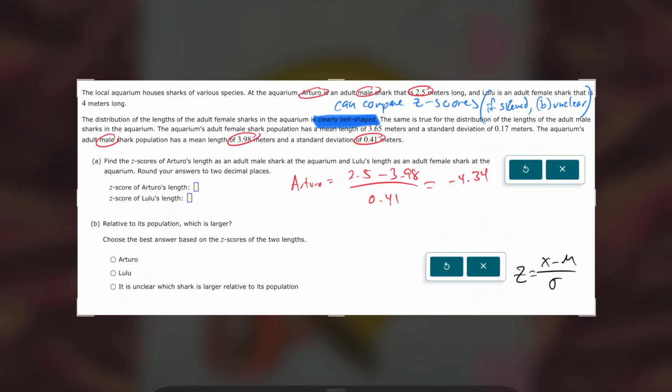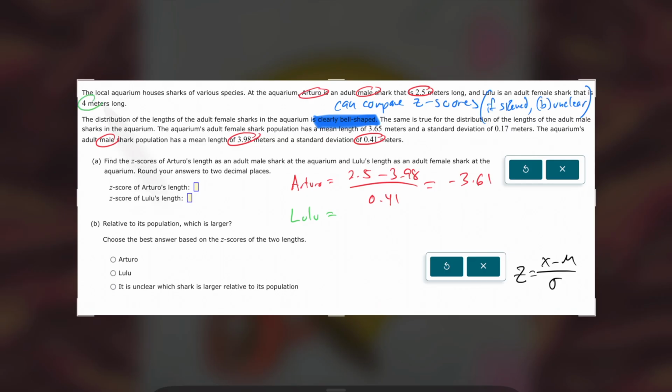So Arturo is super small. I know it's super small because it is negative, right? It's well below the mean. That seems almost too small, but something's not right. Let me double check that. 2.5 minus 3.98 divided by 0.41. I think I clicked something wrong on my calculator. Well, usually it's not over 3, but I'm still getting 3.61. That looks better. Okay, let's do Lulu's.